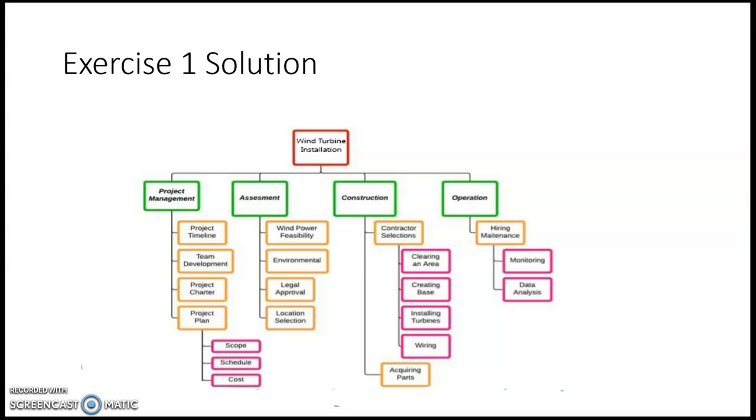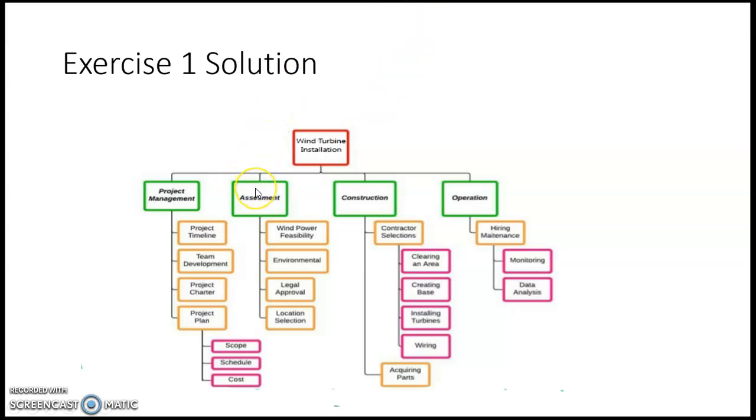The project timeline is determined through the work breakdown structure, the activity table, and carrying out the PERT analysis. The team development is very important, also the project charter and the project plan. Under the project plan come the scope, the schedule, and the cost. So we can see we have easily 3 levels.